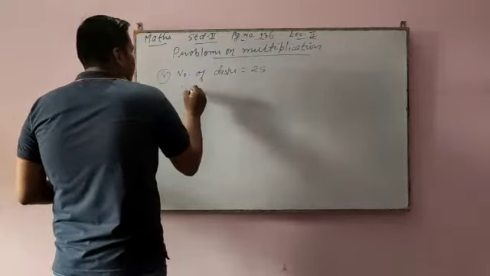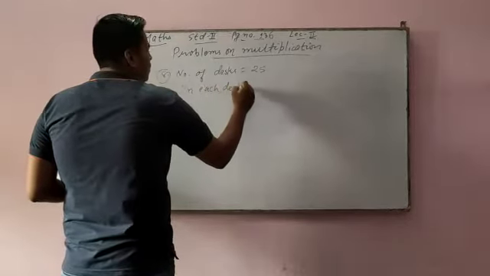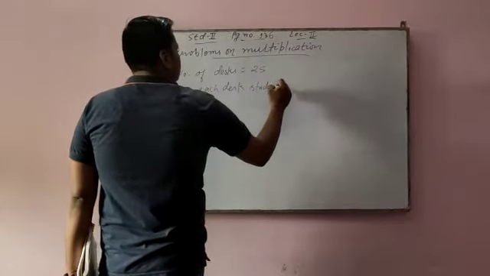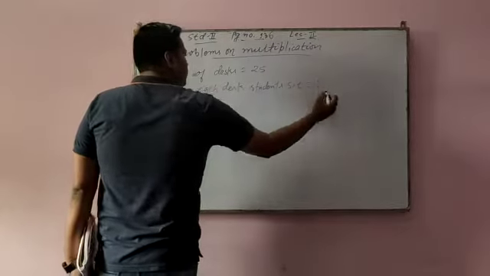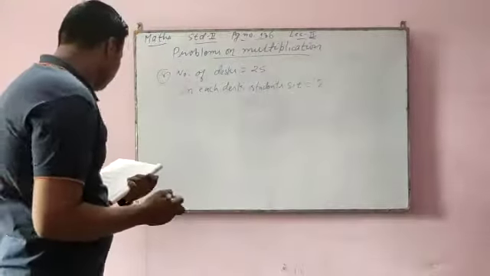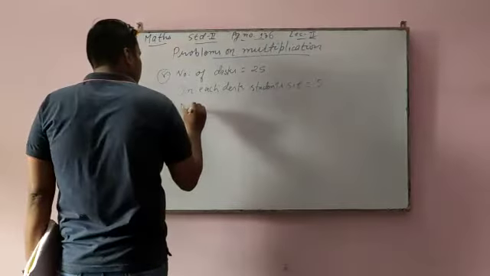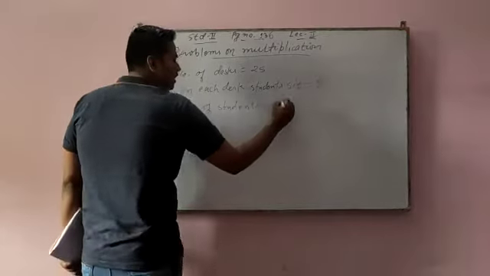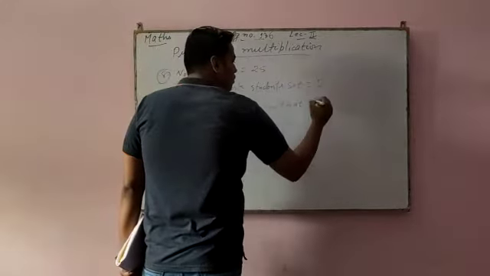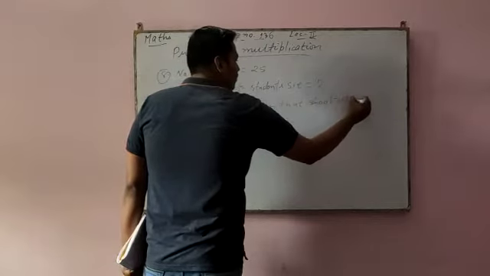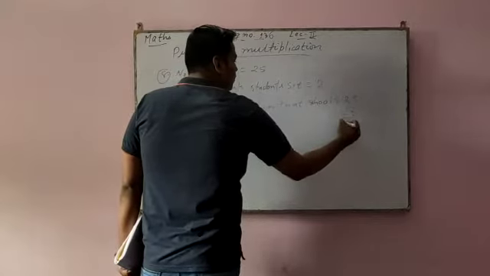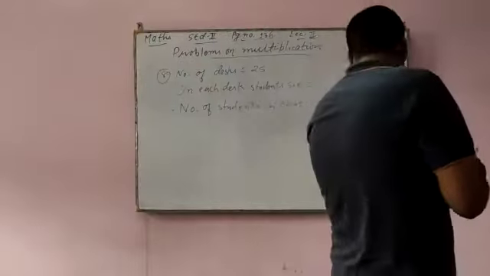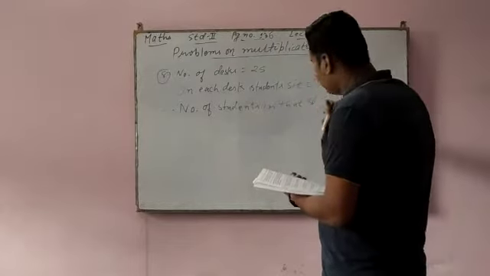So on each desk, how many students sit? Two students. So find the number of students in that school. Just multiply 25 into 2. 5 into 2, 10; 2 into 2, 4, plus 1, 5. So there are 50 students in that class. In that school or in that class, I should write.